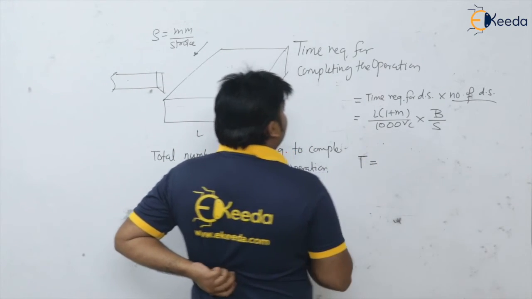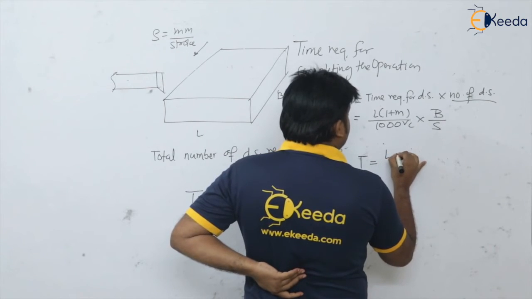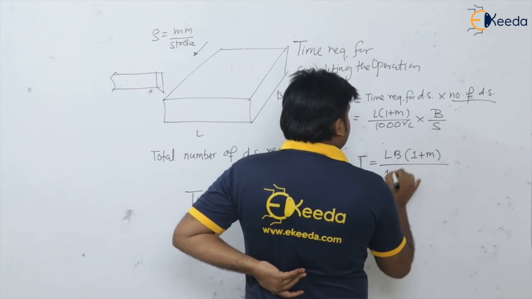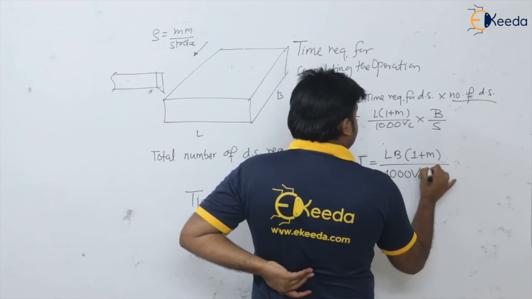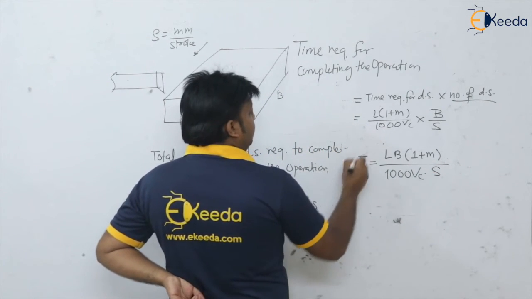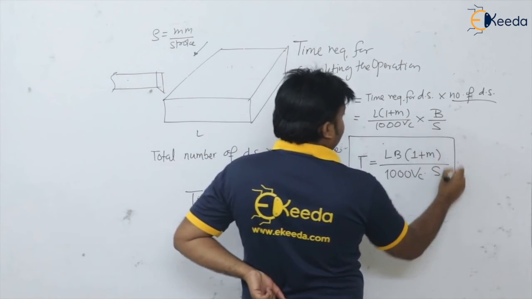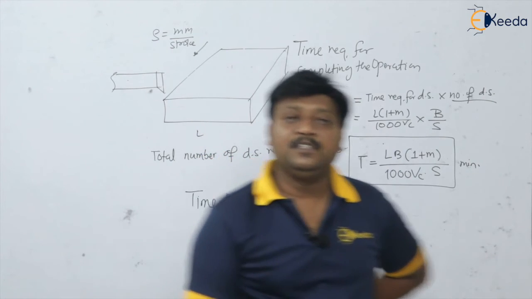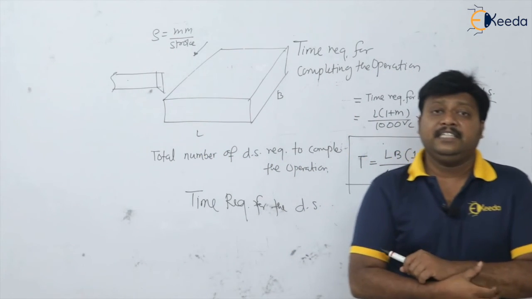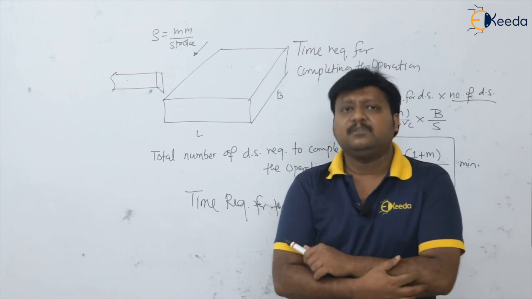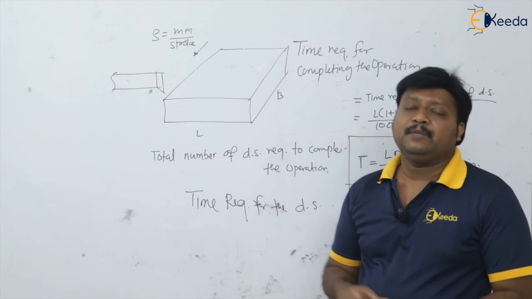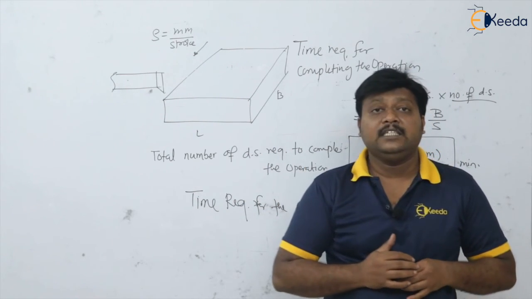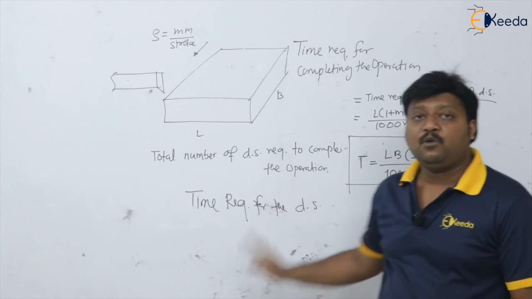So T, the machining time for the shaping operation, is equal to L into B into bracket 1 plus m divided by 1000 times cutting speed into the feed, that is S, which is in minutes. Okay, so this is how we can get the various formulas in the shaping operation, and of course many times the question asks for the machining time calculation on the shaping. Okay, we will see when we solve the numericals. So this is the shaping operation. Thank you.